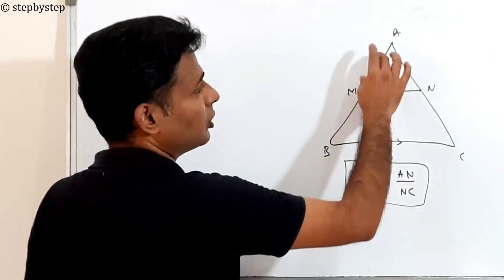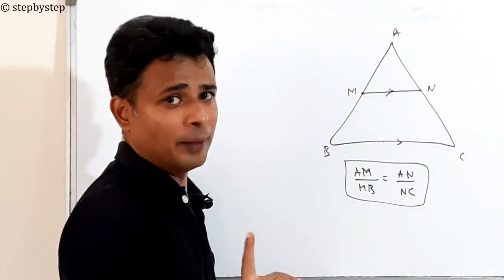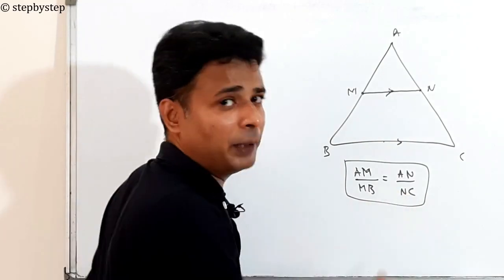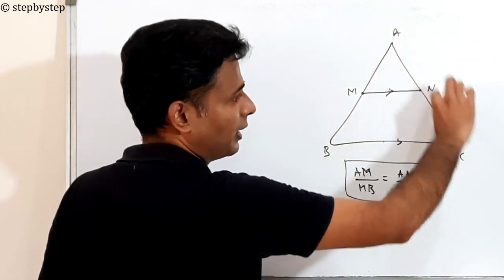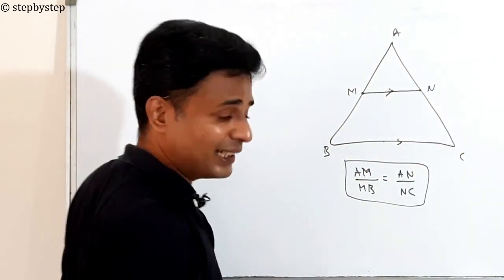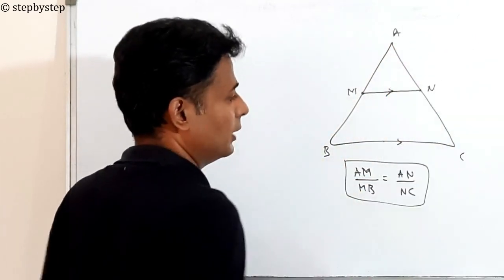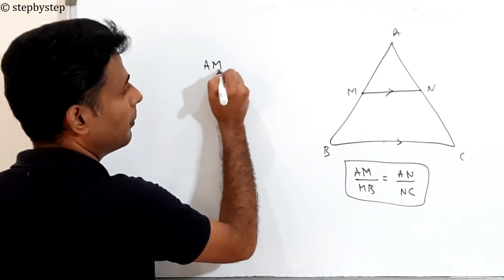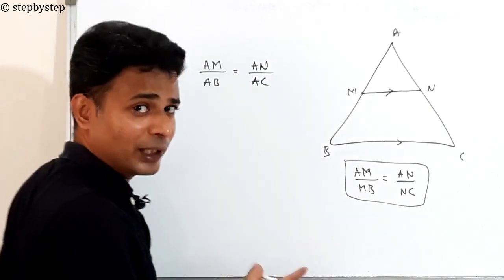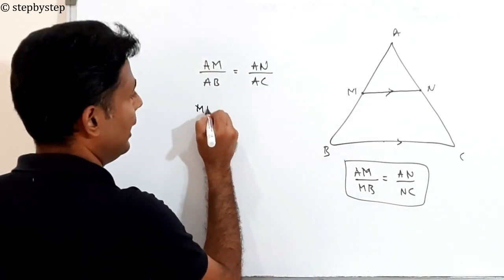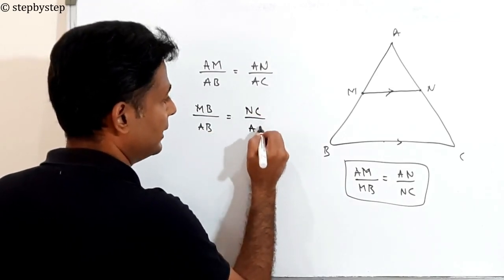From this, you can also get this by the whole thing equal to this by the whole thing. But that is not BPT. That is what you can derive from BPT. So remember, BPT is only top part by bottom part equal to top part by bottom part. From BPT we can get two things: this by the whole thing equal to this by the whole thing, that is AM by AB equal to AN by AC. Another thing you can get is MB by AB equal to NC by AC.